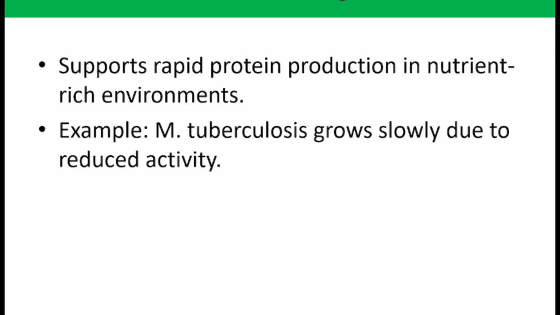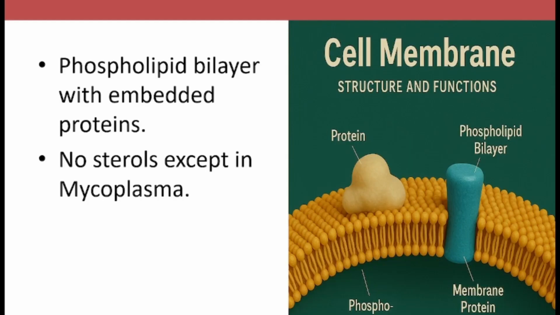An example is Mycobacterium tuberculosis, which grows very slowly due to its reduced activity. That is very important. Because the ribosome in Mycobacterium tuberculosis is less developed, they cannot grow rapidly. They are slow growers.